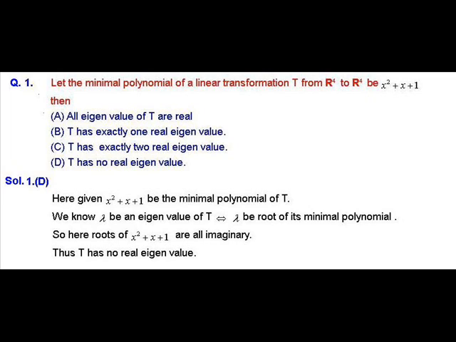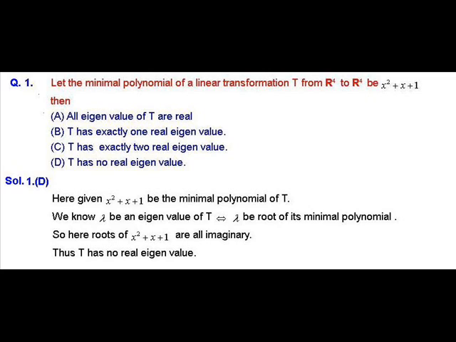Now here the minimal polynomial is x square plus x plus 1, so it has only imaginary roots, that is, 2 roots, and those are imaginary. So this implies T has only imaginary eigenvalues, that is, both the eigenvalues of T are imaginary. So T has no real eigenvalues, so our D option is correct.